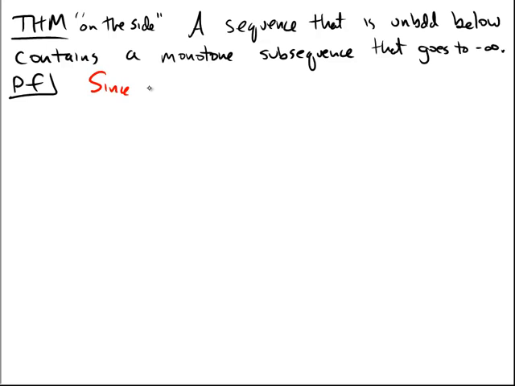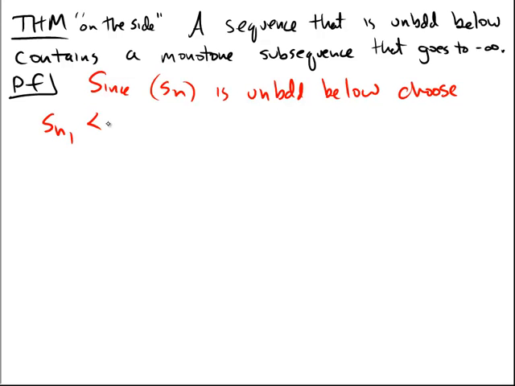Since S sub n is unbounded below, we will choose S sub n sub 1 to be something less than negative 1. Right? We're unbounded below, so we go as low as we possibly need to. So we're just going to make the first subscript on the S be some value that happens to go less than negative 1.